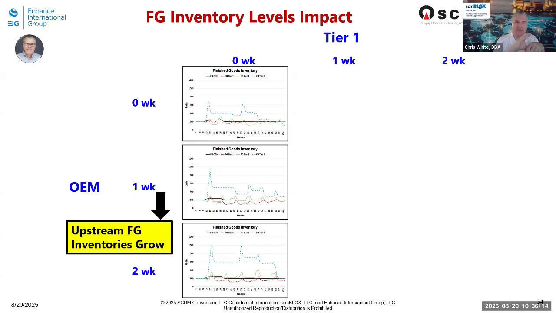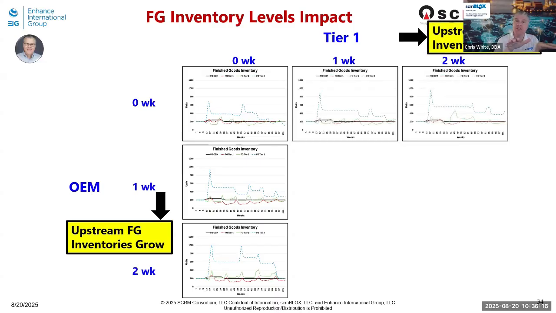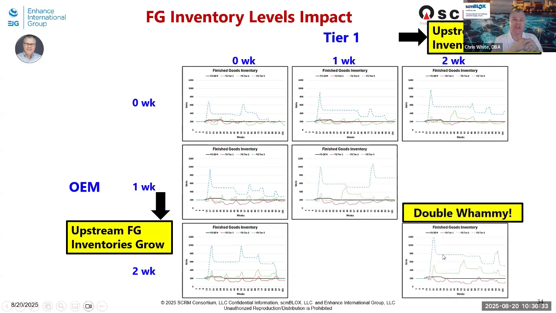Same thing if the OEM does not delay, but the tier one does, we see again that same impact. Everybody upstream, their inventories grow. They're having to hold more inventory to account for your withholding orders and delaying orders and everything. And now that diagonal, same thing as before, we just get a double whammy when both the OEM and the tier one delay their orders. It just gets worse for everybody down the chain. And I mean, look at the upper right chart versus the lower right and just look at the difference there. Massive difference.